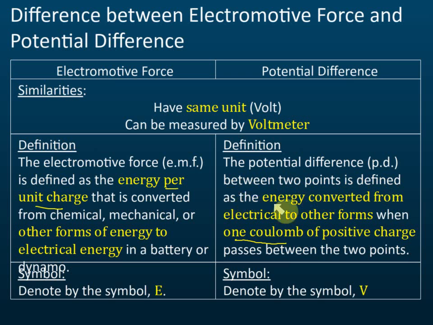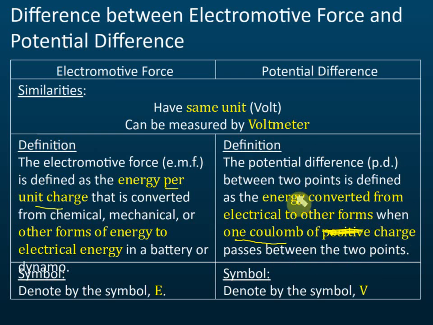It's defined as the energy converted from electrical to other forms. This is other forms to electrical. This is electrical to other forms, to move 1 unit of charge. Not necessarily must it be positive charge, so you can cancel this positive. So it's when 1 coulomb of charge passes between the 2 points.